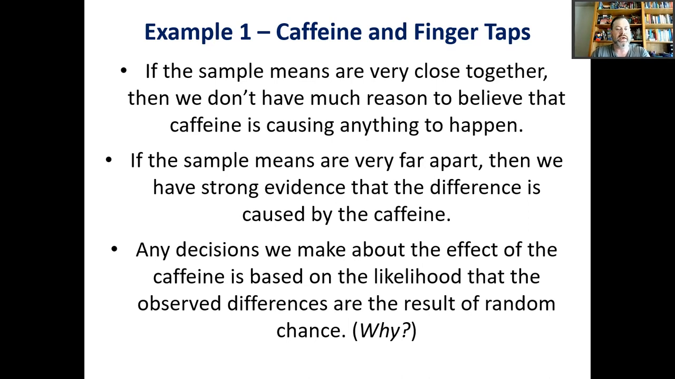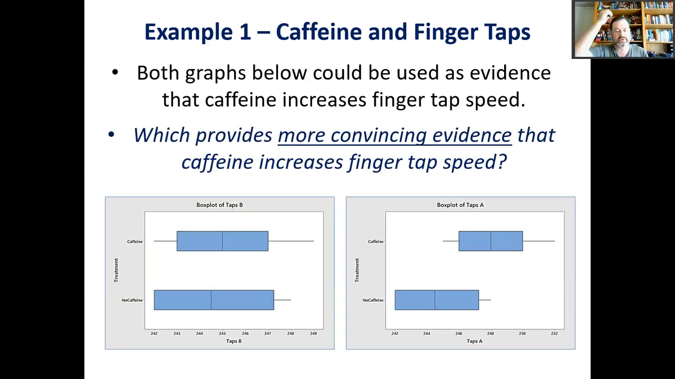Any decisions we make about the effect of the caffeine is based on the likelihood that the observed differences are the result of random chance. So why would that be true? I'm going to go back to the previous slide one more time, and we'll see if we can tie this all together. And then just hold on to that thought till you watch the next video, because the rest of this section is concerned with more of the definitions and behind-the-scenes workings of this, as opposed to the mechanisms. All right.